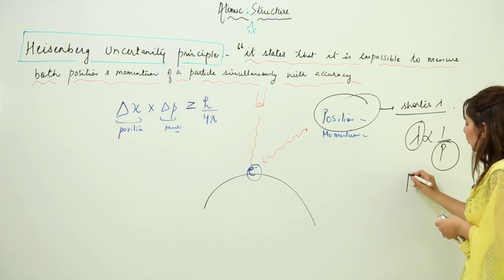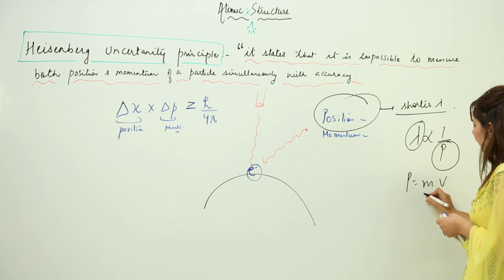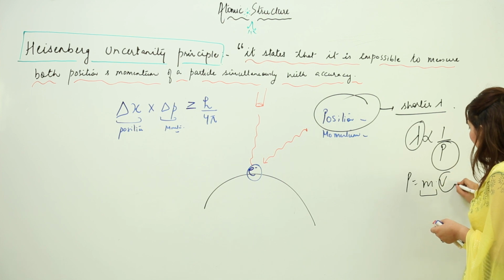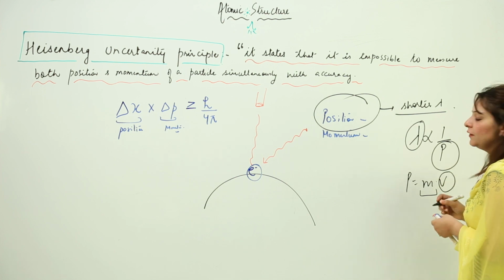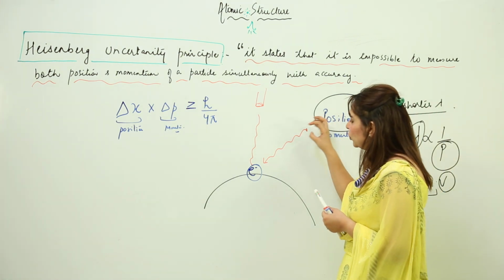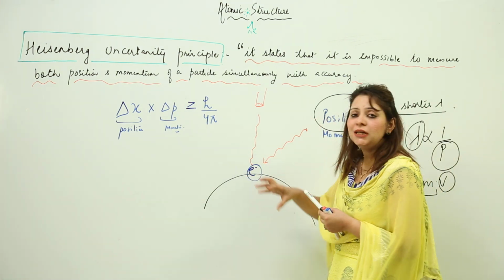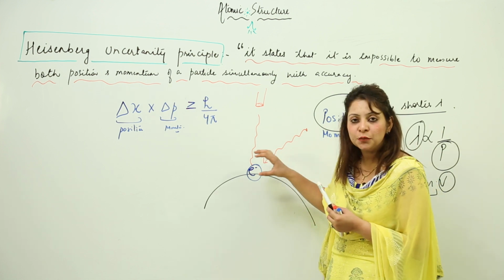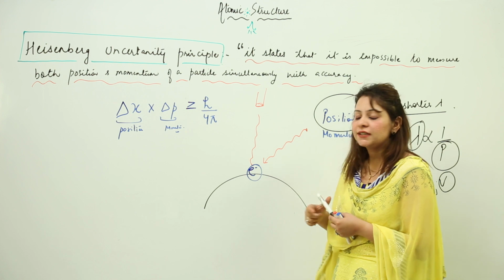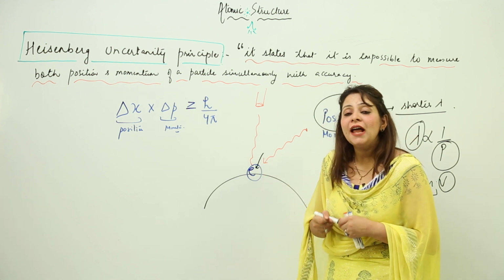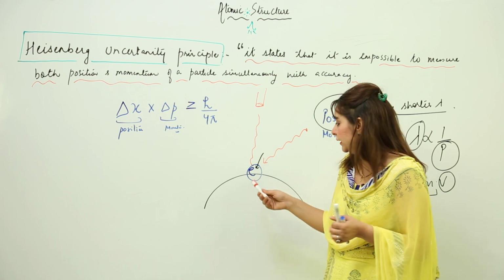And as we know, momentum is mass into velocity, and we know that mass always remains constant. So that means it will have the higher velocity, or we can say that it will have the higher momentum. So what happens when this kind of photon strikes this electron? It is able to determine the accurate position, but when it strikes, as it possesses a shorter wavelength and high momentum, it is going to transfer its momentum to this electron. Right?